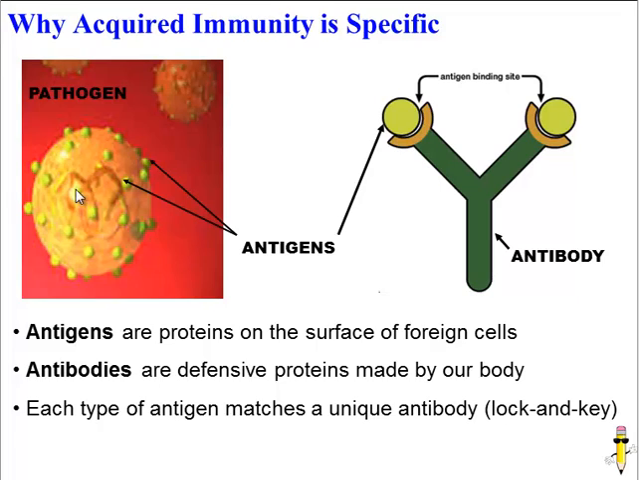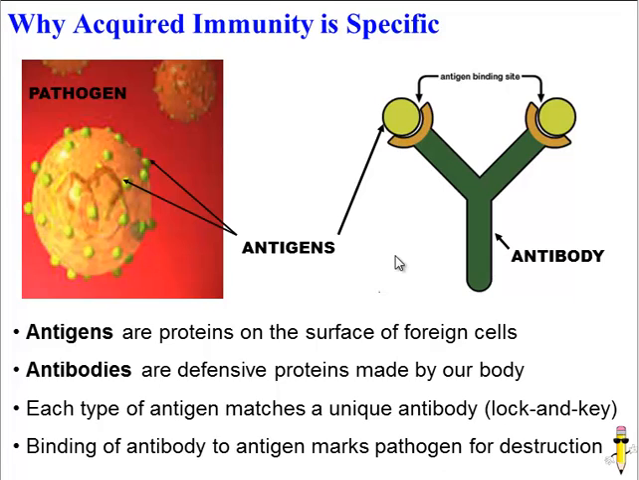Now, each type of antigen will only be bound by one specific type of antibody. It's like a lock and a key. So there's many antigens out there and many antibodies. And once the antibody has bound to the antigen, it has marked it for destruction. Now your body knows that this is an invader and it must be destroyed. How does that happen? Well, let's take another look.